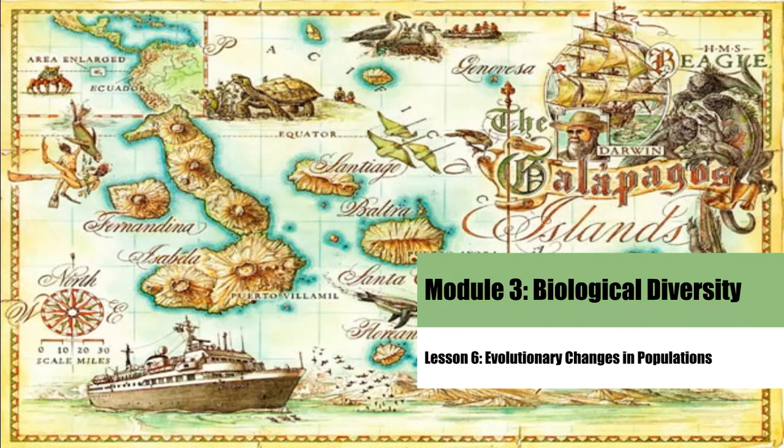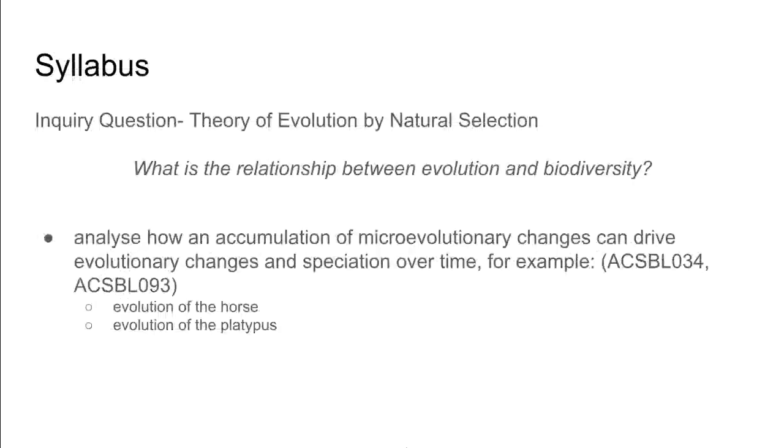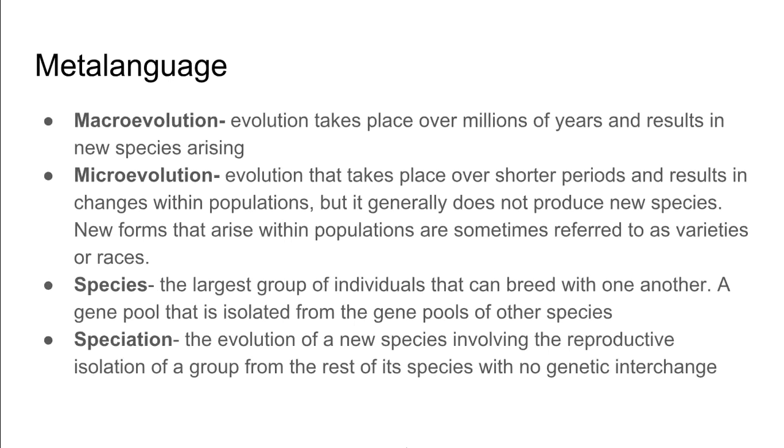Welcome to Lesson 6 of Module 3, Biological Diversity. In this video, we're going to be looking at evolutionary changes in specific populations, and we're going to look at how small microevolutionary changes can drive big evolutionary changes and speciation over time, and we're going to look at the specific examples of the horse and the platypus.